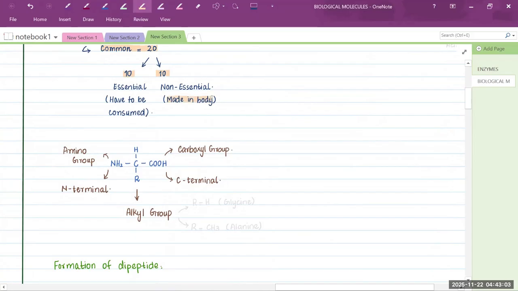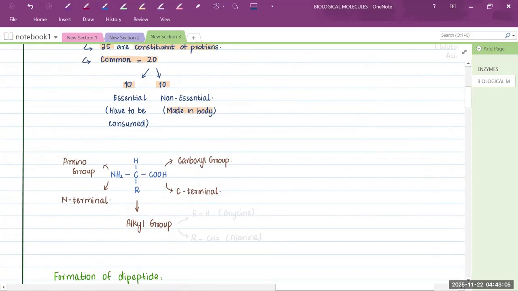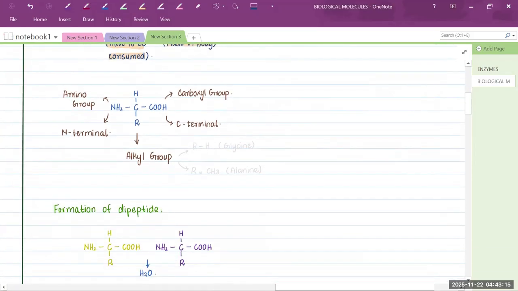Non-essentials are made in the body, although this seems weird to read, but it is what it is. Non-essential ones are made in the body and essential ones are not made in the body, that's why they have to be consumed. Moving on to the structure of amino acid.